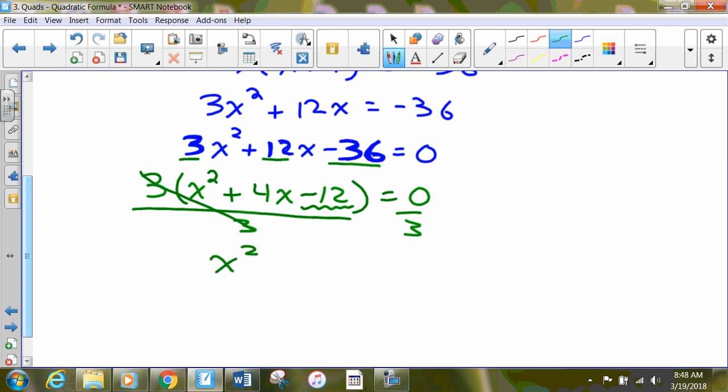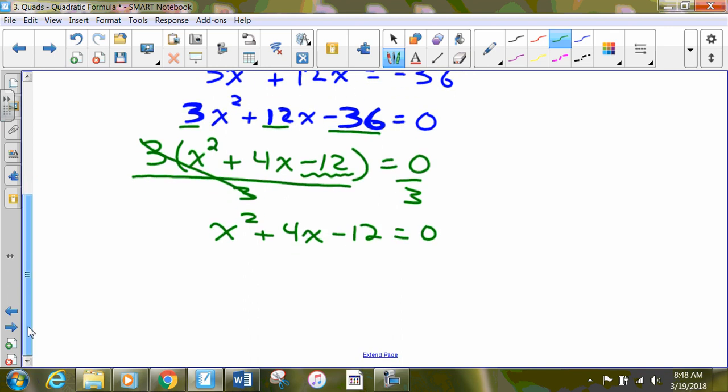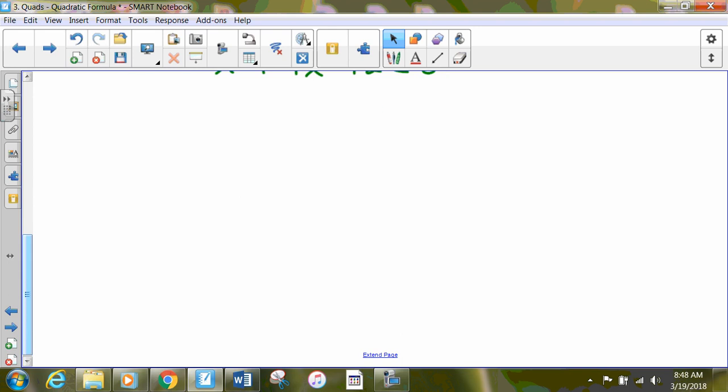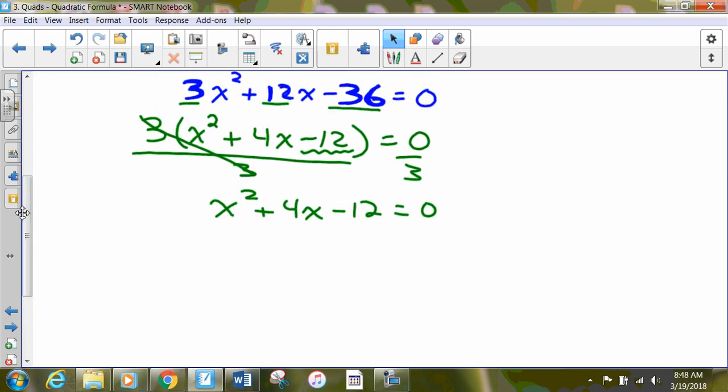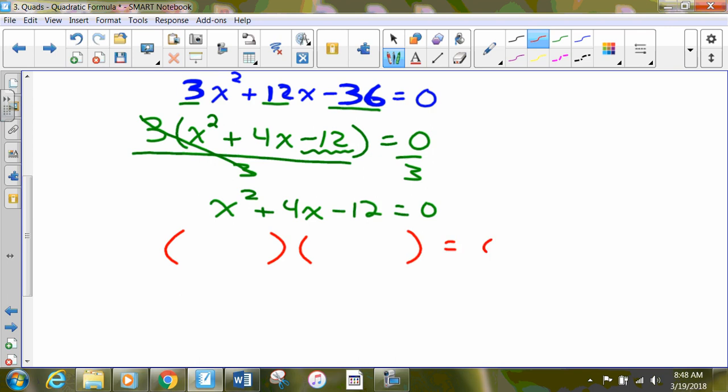So if you didn't notice that you could factor here, you could go ahead and use the quadratic formula, right? A would equal 1, B would equal 4, C would equal negative 12, and you're going to get the same answer as we will if we factor. All right, two numbers that multiply to equal negative 12 but add to equal 4. That's right, plus 6 and minus 2.